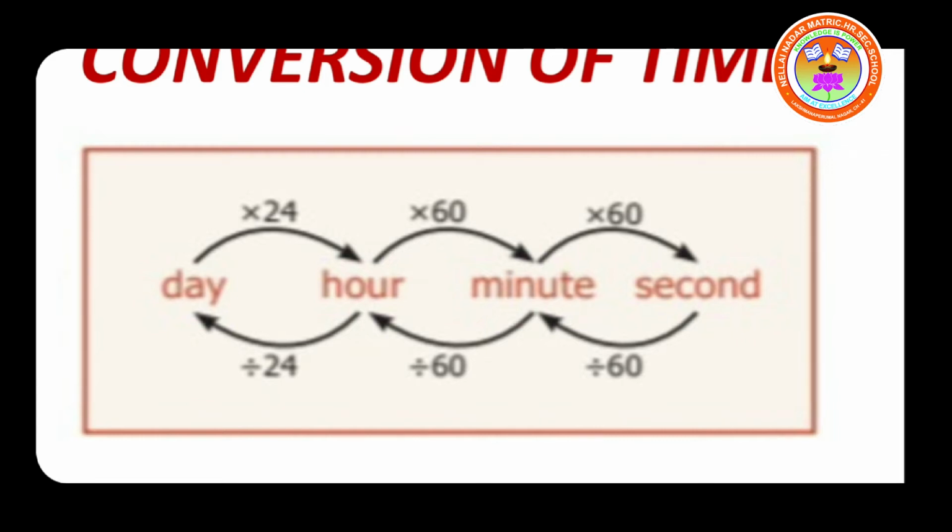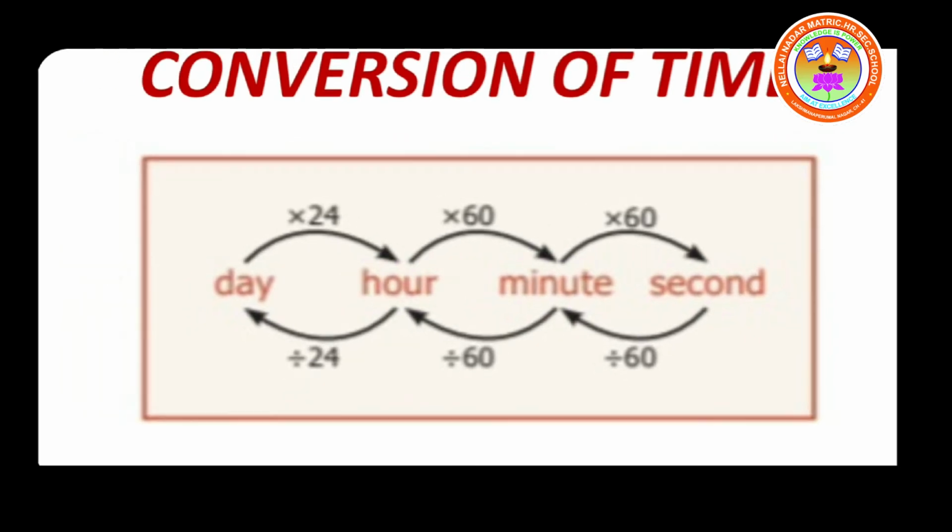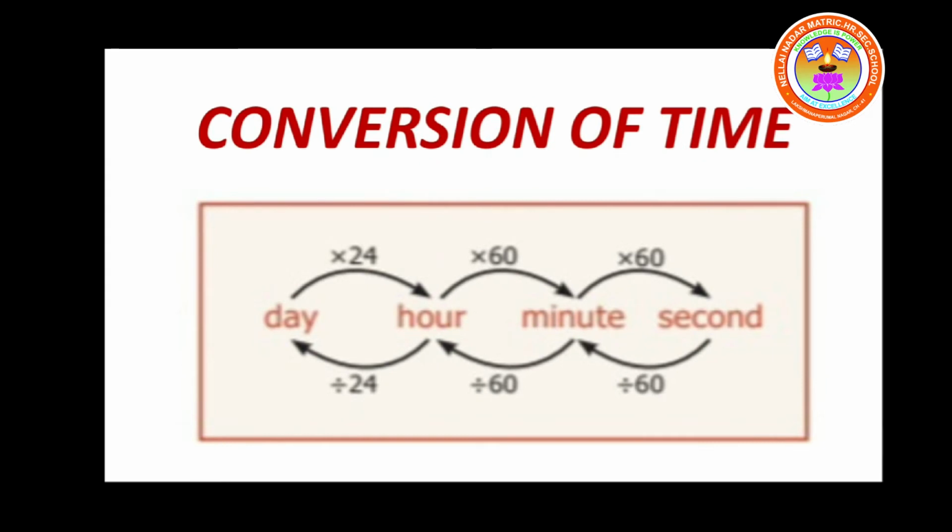When you go in the reverse direction, you divide. From hours to days, you divide by 24. From minutes to hours, divide by 60. From seconds to minutes, you divide by 60 again. So this is the conversion table of time.